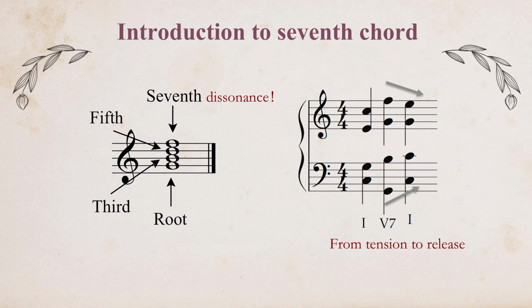So, what exactly is a 7th chord? Well, it's just a regular triad, but with one extra third stacked on top. That top note lands a 7th above the root, hence the name. The catch? That 7th is a dissonance, and dissonances don't just hang around for no reason, they demand resolution.